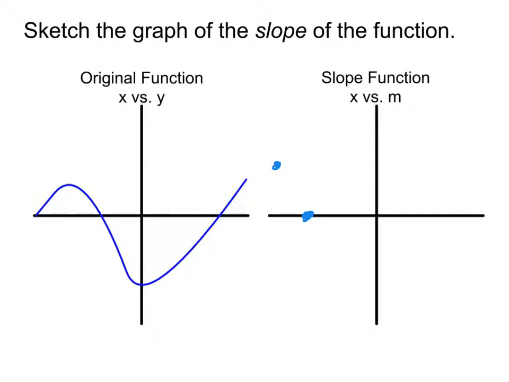So let's take a look at the next section. So it's 0 there, and then it's negative all the way down the curve until it looks like right around here. So I'm going to sketch what that section might look like.